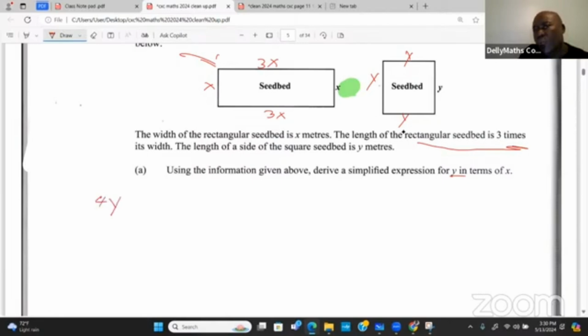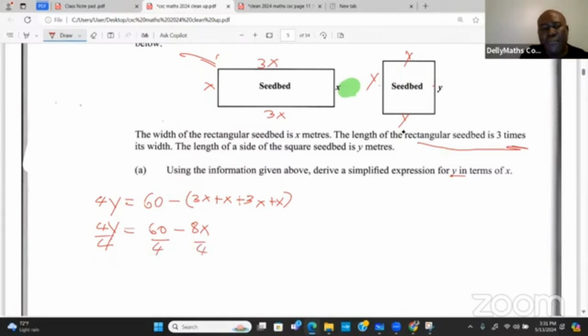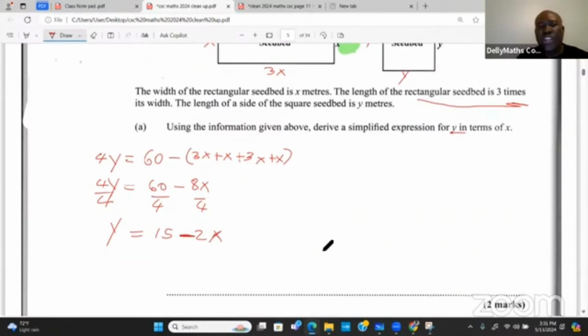So 4y, because y plus y plus y plus y is 4y, is equal to 60 minus the perimeter of the rectangle, which is 3x plus x plus 3x plus x. So basically 4y is equal to 60 minus 8x. And now, because we were told to find y alone, I'm dividing by 4, and y is going to equal 15 minus 2x. So that is the value of y in terms of x. So y is equal to 15 minus 2x.